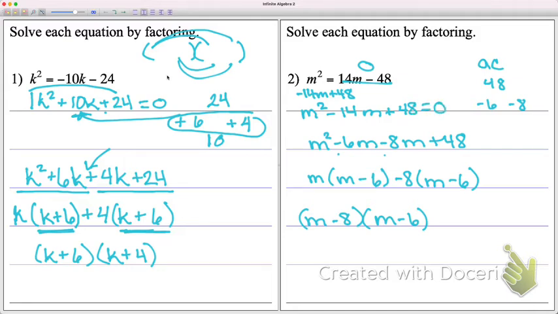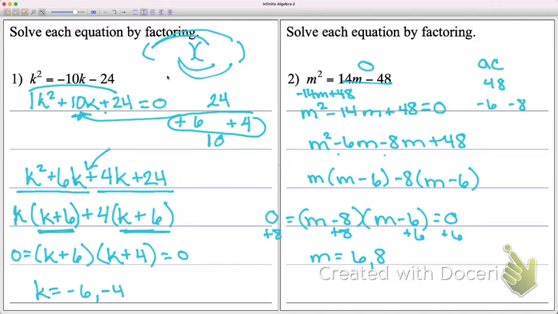Now, we have not solved, we've only factored, yes? So we have to set both of the factors equal to what? 0. So if I set m minus 8 equal to 0, m equals what? I would add 8 to both sides, yes? And over here, I would add what to both sides? 6. So m equals 6 and 8. What about k on the other side? Negative 6 and negative 4.